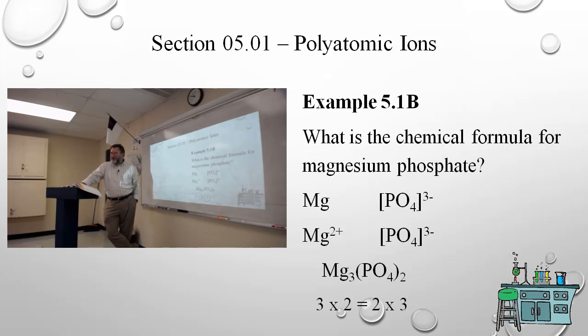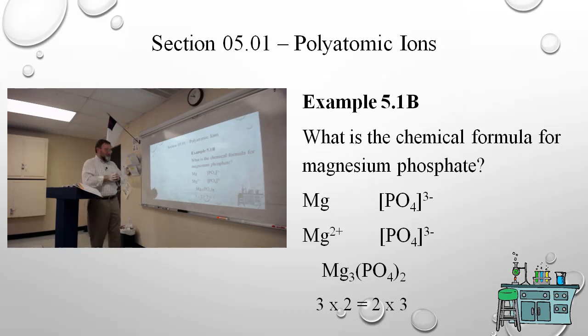Now the hard one. How many oxygens do I need to build this molecule? 8. How do you know that? How do you know this dark magic? Right? What's the dark magic behind the answer 8? 4 times 2 is 8.